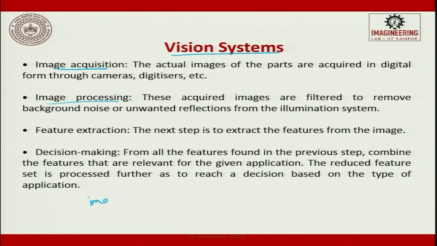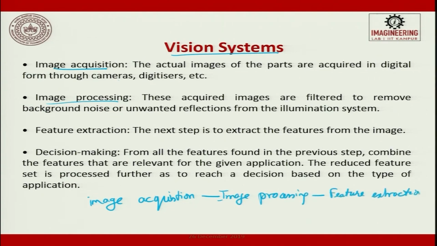So, image acquisition is the first step, then we try to do image processing, which is the second step, then we move to feature extraction, and then we try to take the decision making. Image processing is the second step, and feature extraction is the next step. So, from the processed image, the features will be extracted.